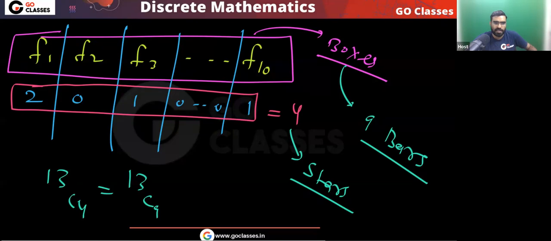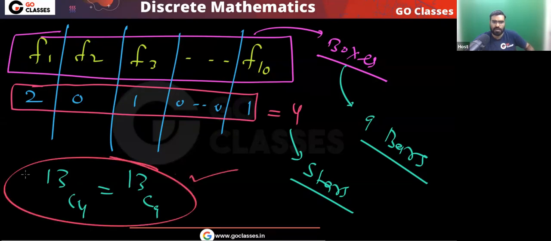Has the star bar become your favorite or not? Star bar template, I hope you are finding this very interesting. This star bar problem is really very interesting. You will not get bored of it. This is not boring. Anything else can be boring. Product rule can be boring. Permutation combination can be boring. But this star bar is never boring.